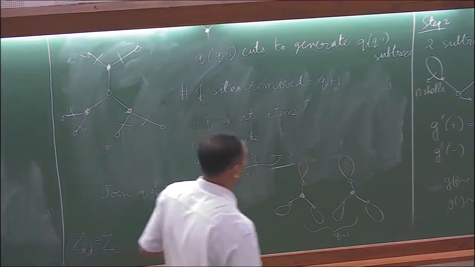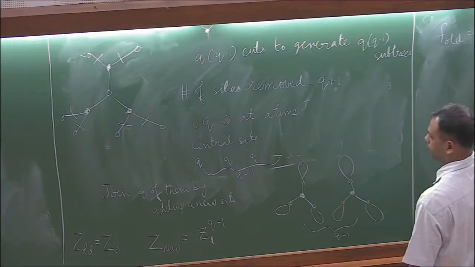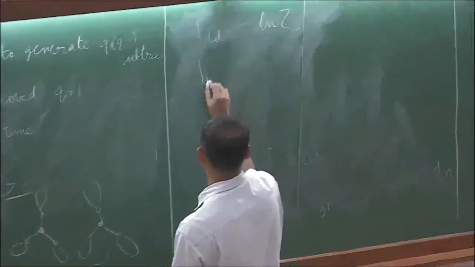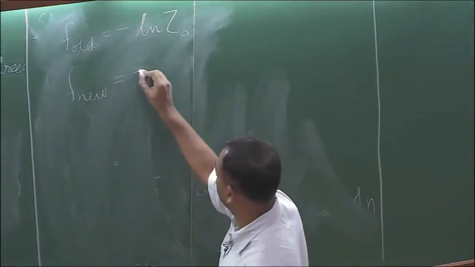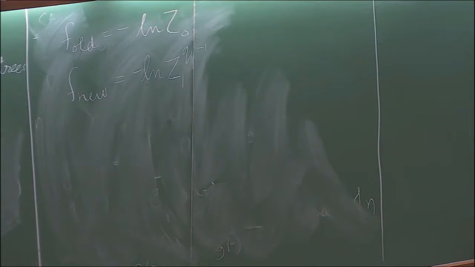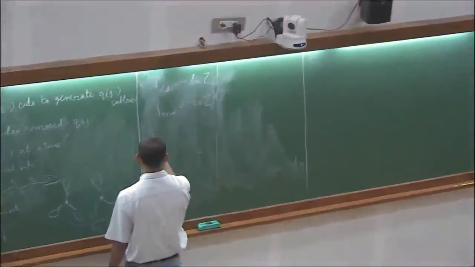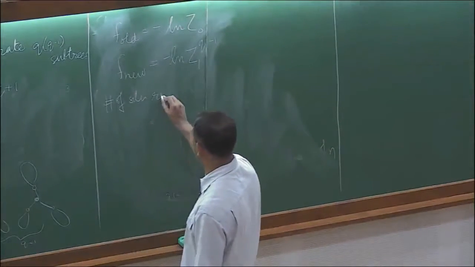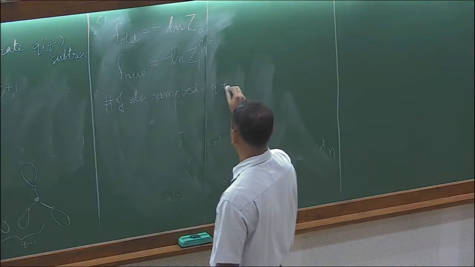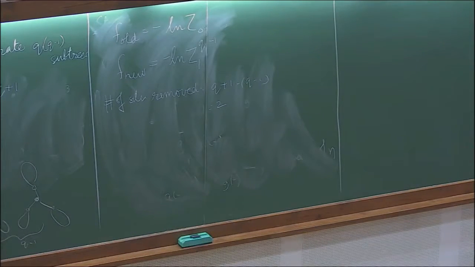So now I can define free energies for each one. Old is minus log z naught, f nu is minus log z1 to the power q minus 1. Now, in this construction, how many sites have been removed? I initially removed q plus 1 sites. To make this, I added q minus 1 sites more. So the number of sites removed equals q plus 1 minus q minus 1, which is 2. So this partition function, if it corresponds to n sites, corresponds to n minus 2 sites.